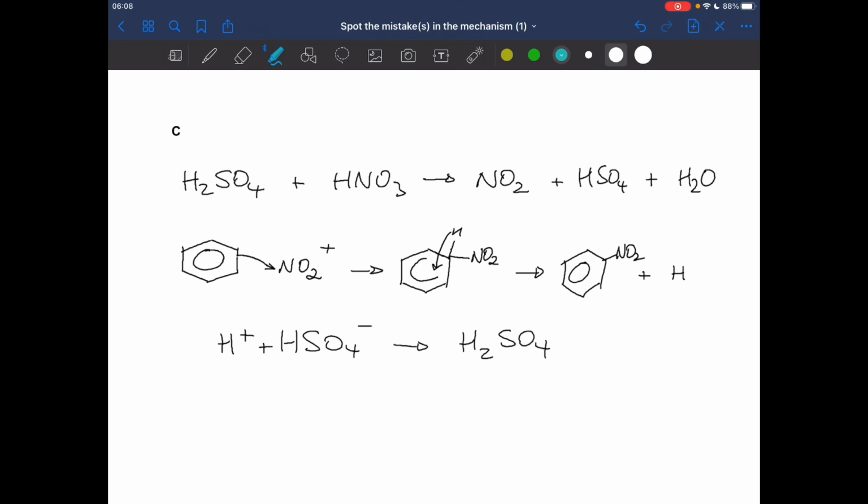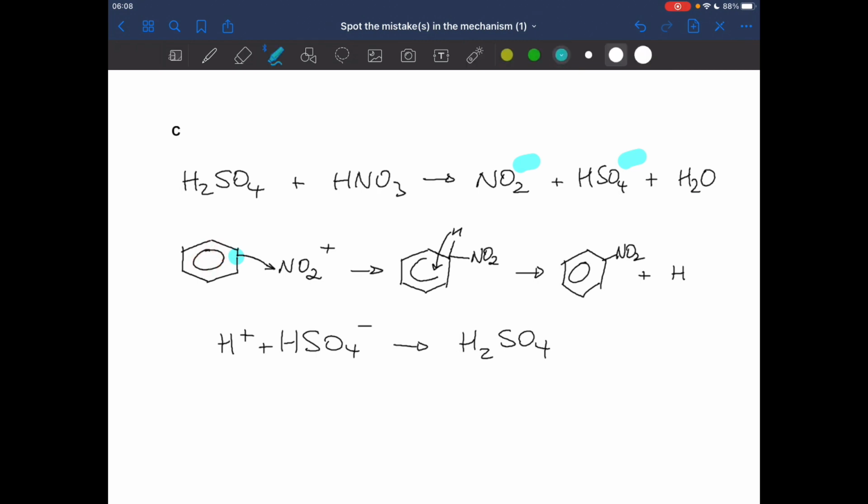Mechanism C now, this is pretty bad because they've forgotten both of those charges. It's NO2 plus, HSO4 minus. Oddly, they've remembered them there and there. Next mistake, we've already seen this one, is the origin of that curly arrow. Remember, it's got to come from the delocalized ring of pi electrons. It's got to come from the circle.